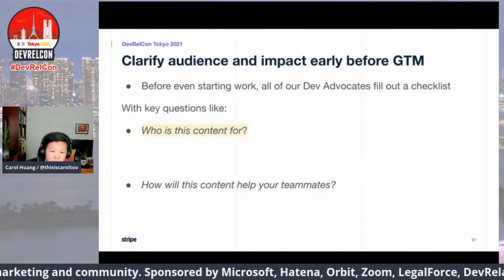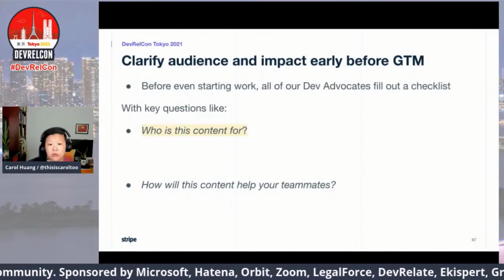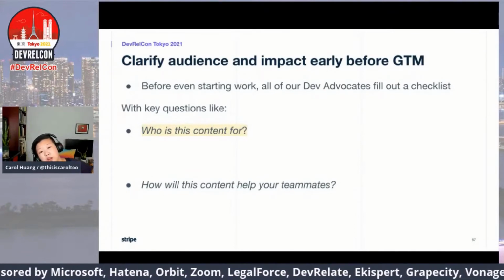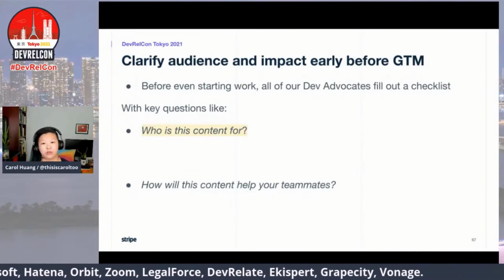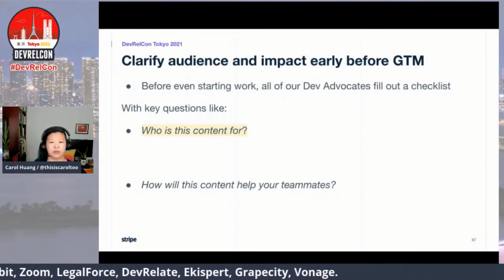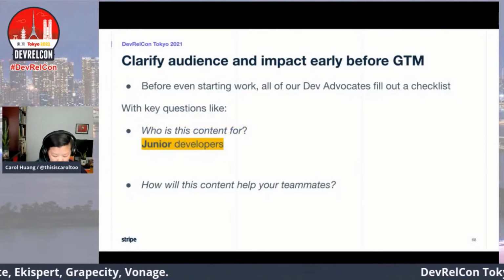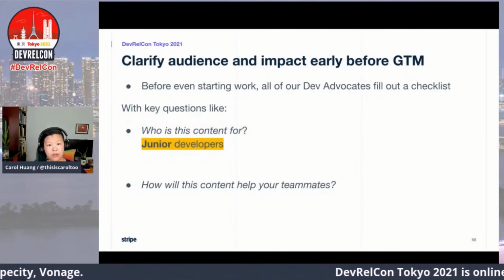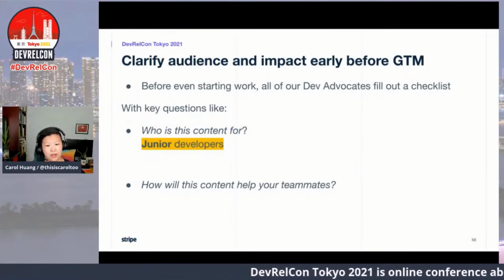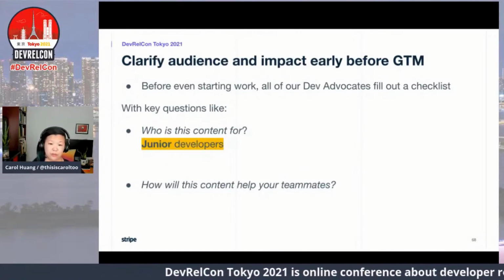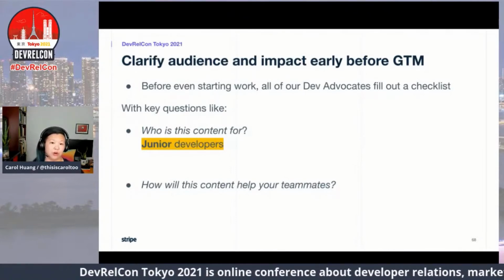Who is this content for? Thinking this through, let's think. Is a primer on client libraries going to be helpful to a medium or senior experienced developer? Probably not. So this is meant for our junior developers. Once we have that down, think about, can we get more specific than that? Maybe what stage of junior developer, at which point in their life cycle with you are they at?